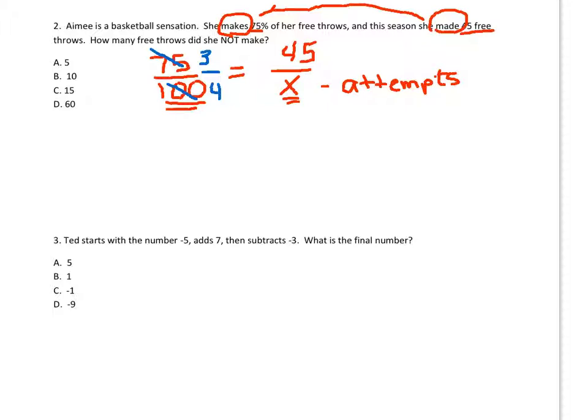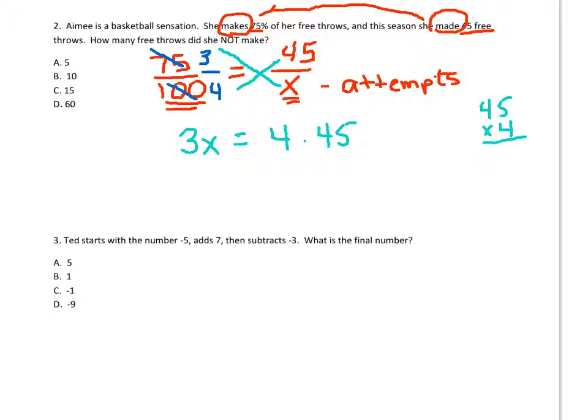You may remember from your high school math classes that to solve a proportion, you cross multiply the two numbers that are opposite each other and set that equal to the other two numbers. So I have 3x equals 4 times 45. 45 times 4.